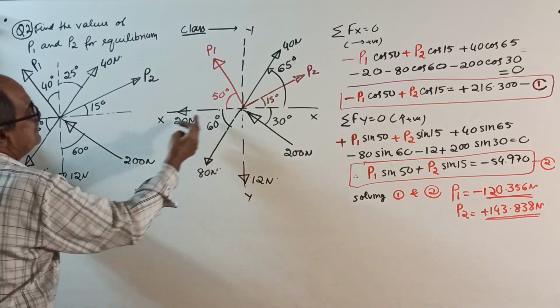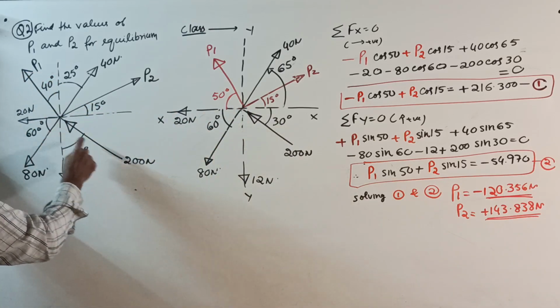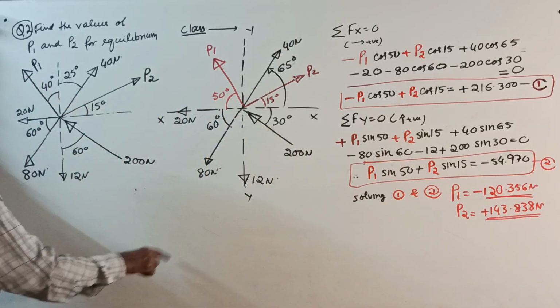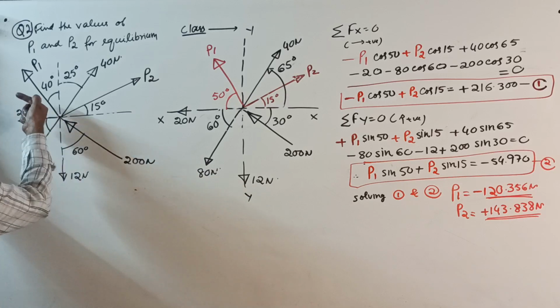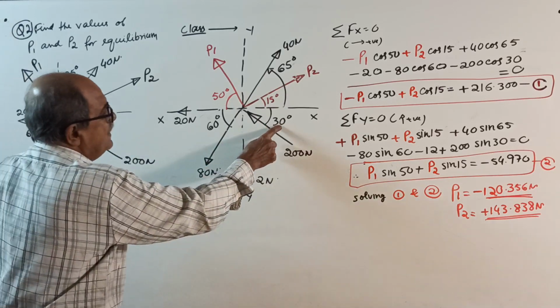20 Newton is directly along xx. 80 Newton is 60 degrees with xx. Okay, mark it here. 12 Newton directly along yy. 200 Newton is 60 degrees with yy, so with xx it is 30 degrees.